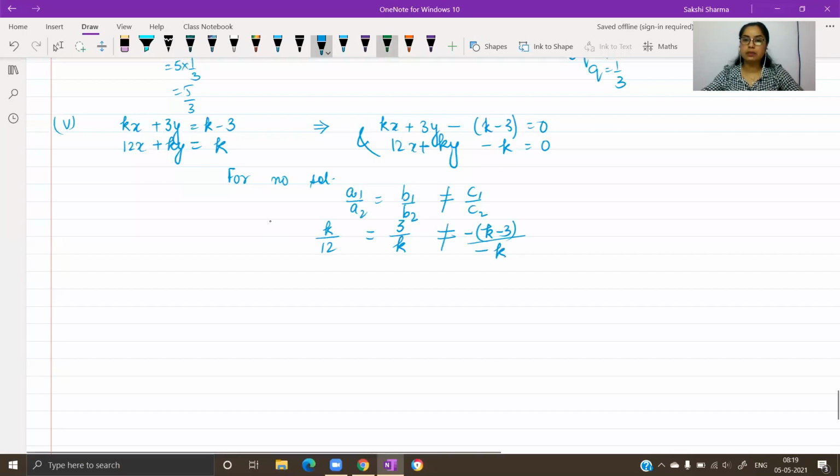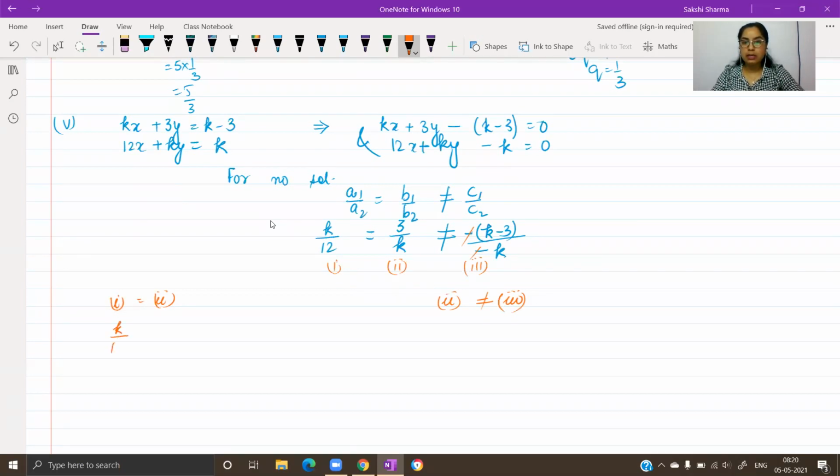Using the coefficients, k over 12 equals to 3 by k, not equal to negative k minus 3 over negative k. So these get cancelled. I have got three ratios. The first two are equal. The last one is different from the first two. I'm taking first two together and the last two together. Remember, wherever you have equality, use equality sign. अगर inequation है वहां पे आपको inequality sign use करना है.